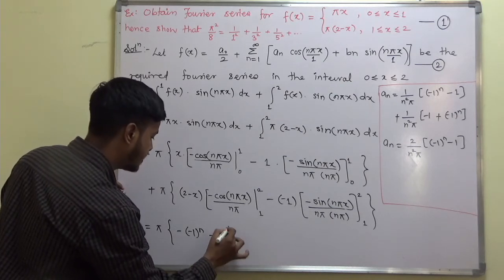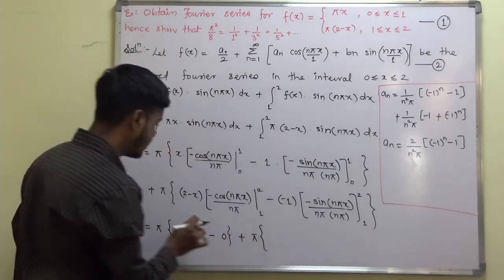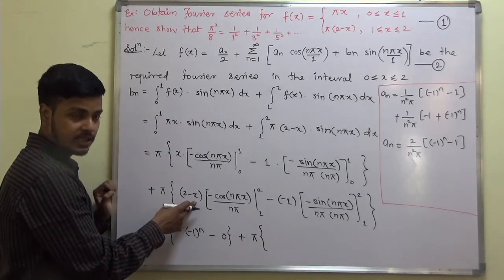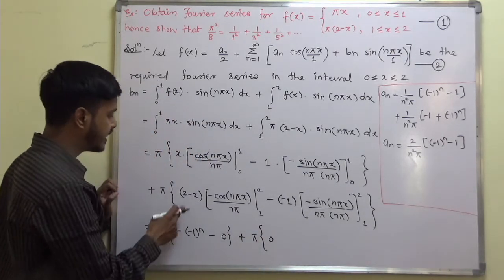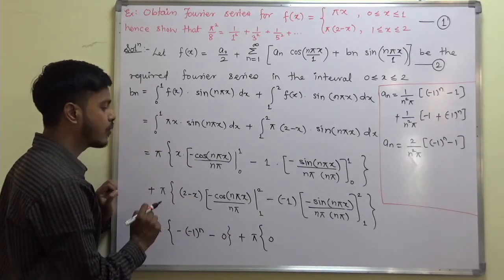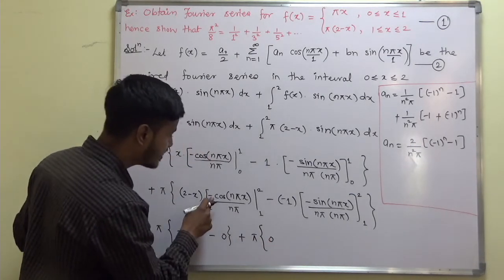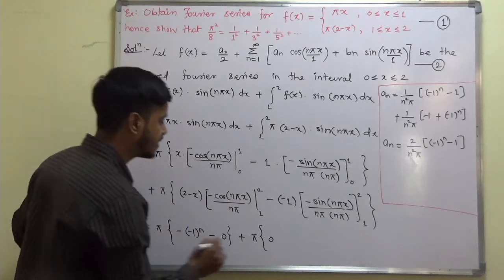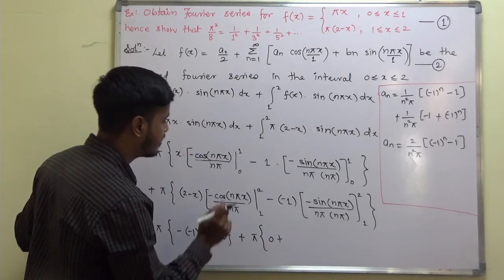Now this completes, plus this pi. Now here 2 minus 2, 0. So the first term will give you 0. The second term, 2 minus 1 is 1. Then this minus, and minus of the lower limit is plus cos n pi.